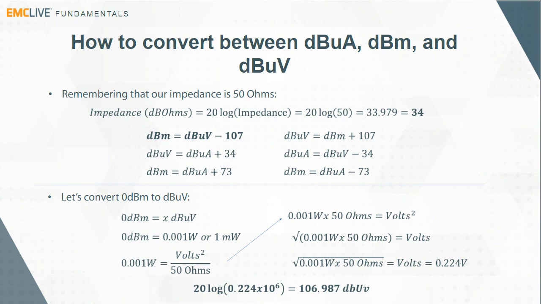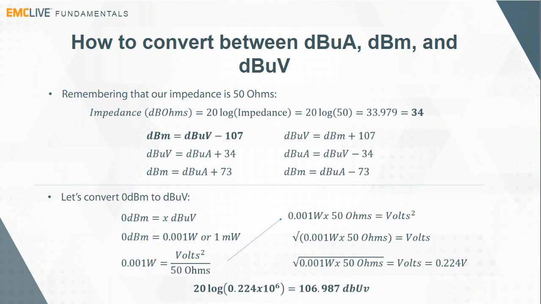Most of the time, I like to do that little conversion by hand. Get my number in dBm, add my factors in, and then convert to dB microvolts. Anyway, our impedance is still 50 ohms, so our conversion is 34. If we want to convert dBm to dB microvolts, or dB microvolts to dB microamps, or dBm to dB microamps, here's how we do it. dBm is the measurement in dB microvolts minus 107. And dB microvolts is dBm plus 107.